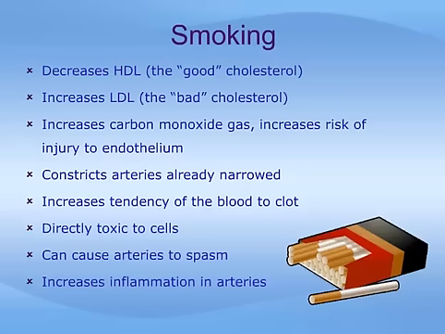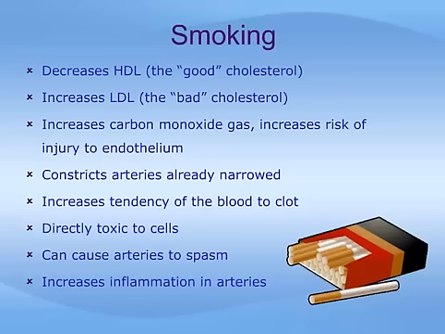Not only does smoking decrease HDL cholesterol and increase LDL cholesterol in the blood, but it also increases the concentration of carbon monoxide gas in the blood, which may increase the risk of injury to the endothelium. It causes arteries already narrowed by atherosclerosis to constrict more, further decreasing the amount of blood reaching the heart and other tissues, and it increases the blood's tendency to clot, increasing the risk of artery obstruction by a blood clot, leading to unstable angina and heart attack. Furthermore, tobacco smoke is directly toxic to cells.